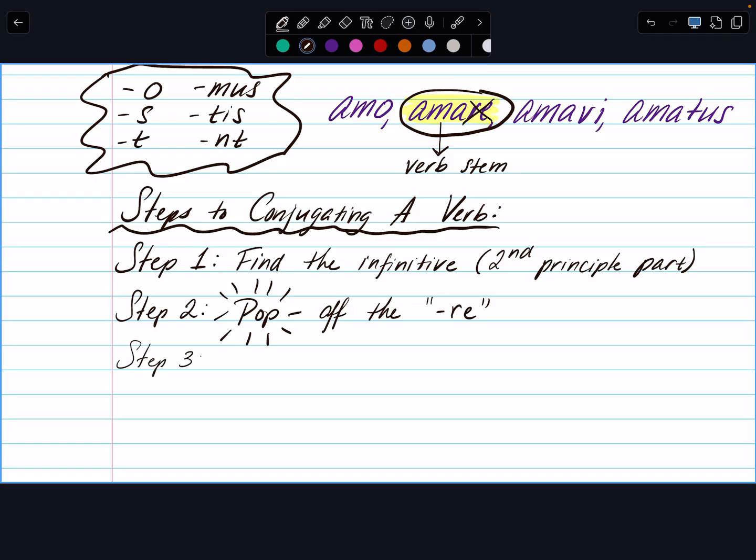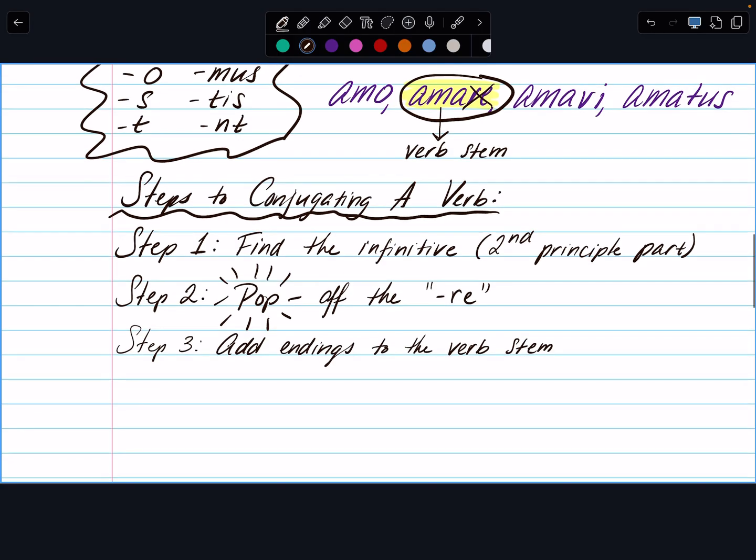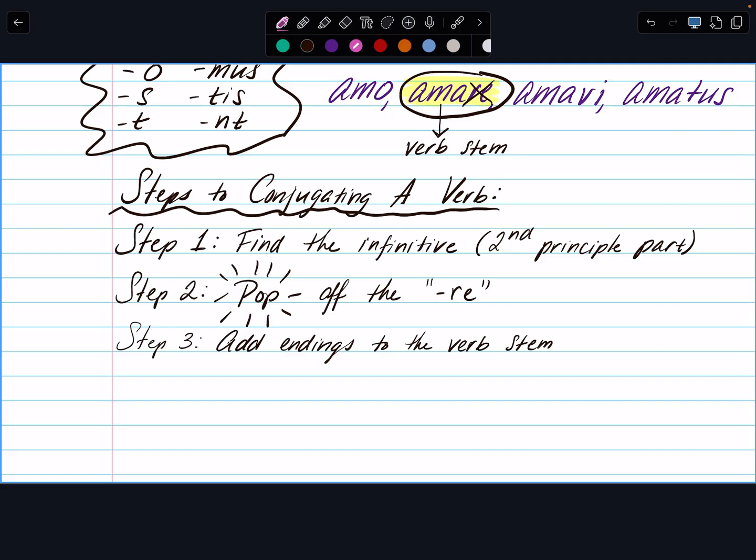Step 3: add endings to the verb stem. And then you translate and that's it. That's conjugating. It's actually a 3-step process. 3 simple steps. So let's apply it now. I'm going to scroll down a tiny bit. Let's do it in pink, shall we?